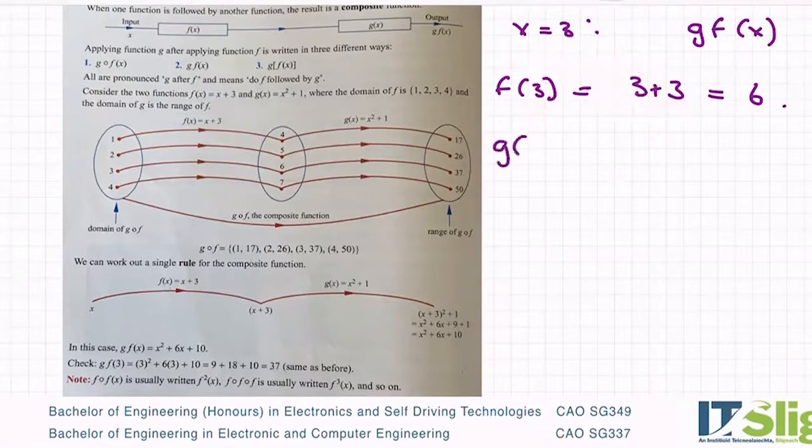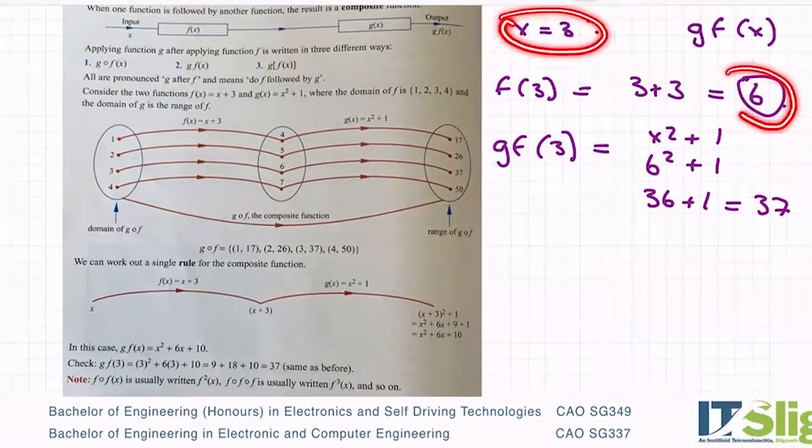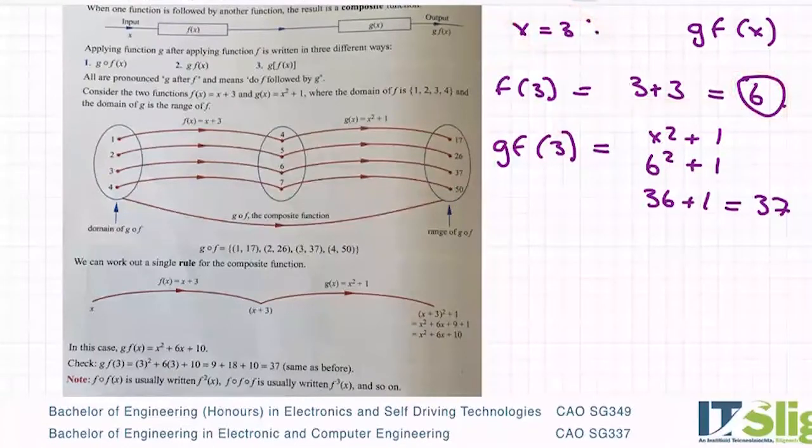So then g after f of x or f of 3 means this gets fed in then into g of x. And remember, g of x is x squared plus 1. So I have 6 squared plus 1. So you get 37. Okay, so they're linked, they're chained together. I worked out what was f of 3 first. Whatever answer I got for that gets fed in then to g of x.